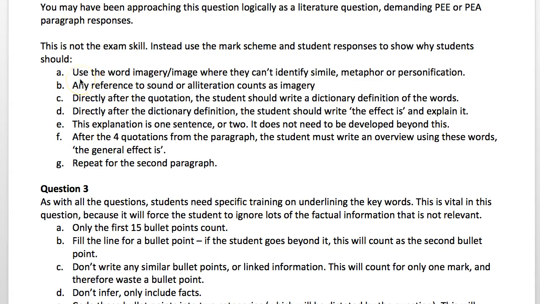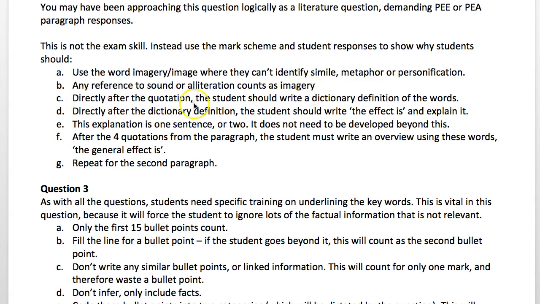So first, you've got to use the word imagery or image when you're writing, if you can't identify the simile or the metaphor or the personification. There are other references which count as imagery. They're all connected to sound. So alliteration is imagery, so is onomatopoeia, and if you know about it, assonance. Now, not every point you make has to be imagery, but you must include imagery in your answer.